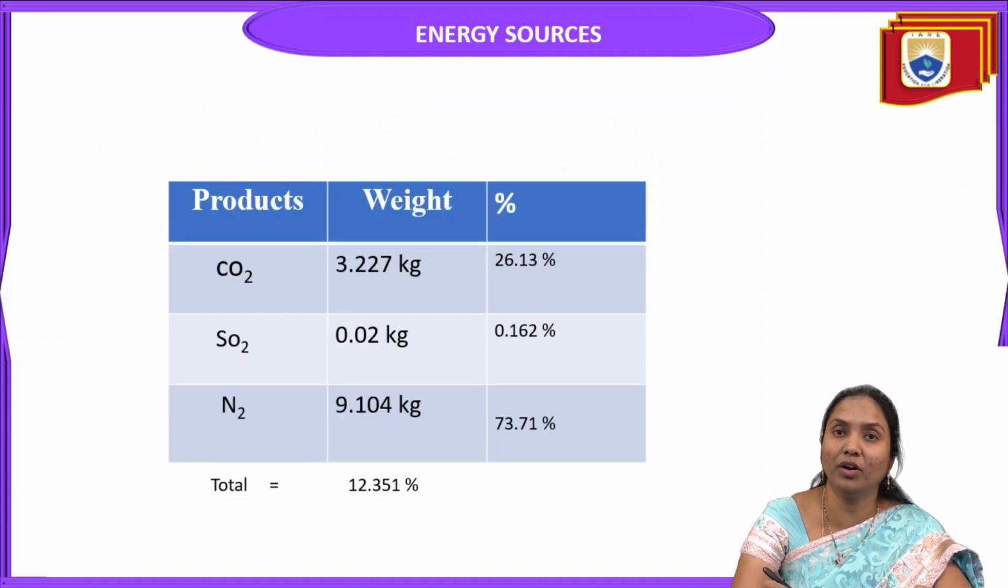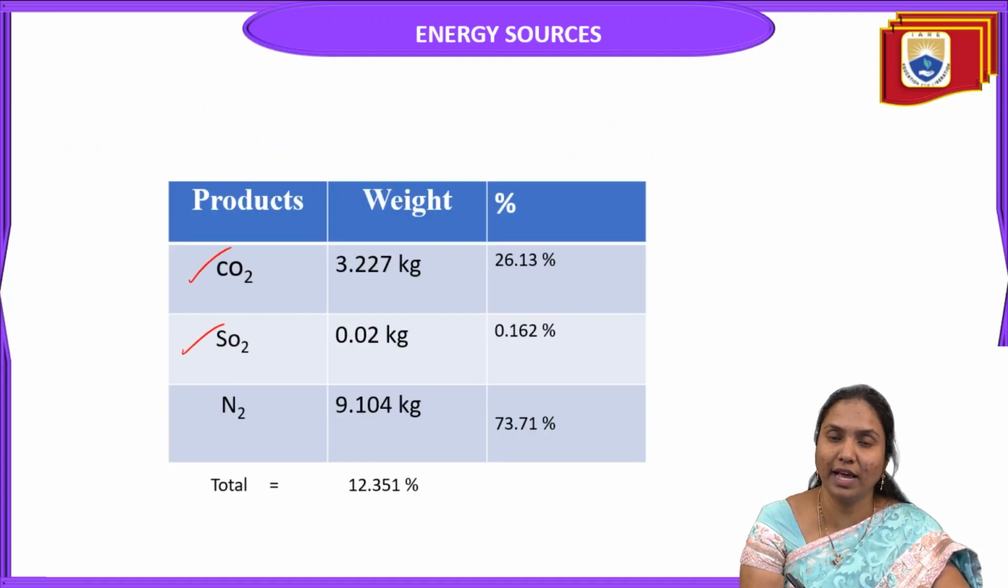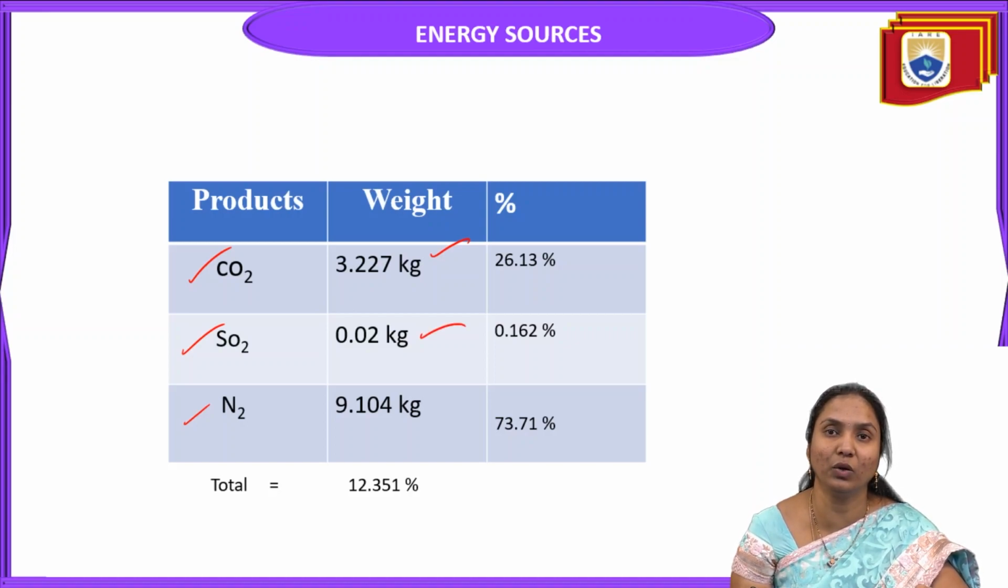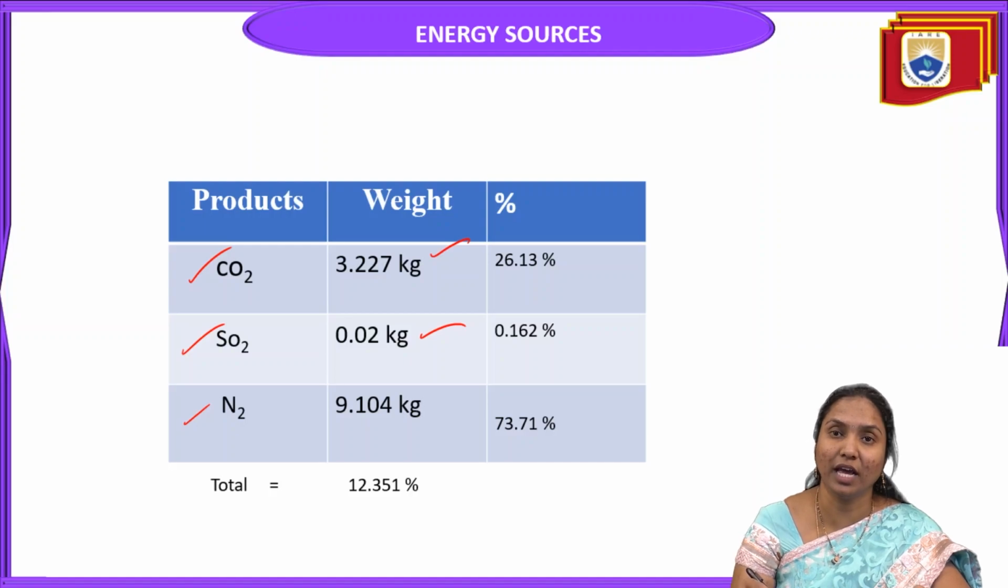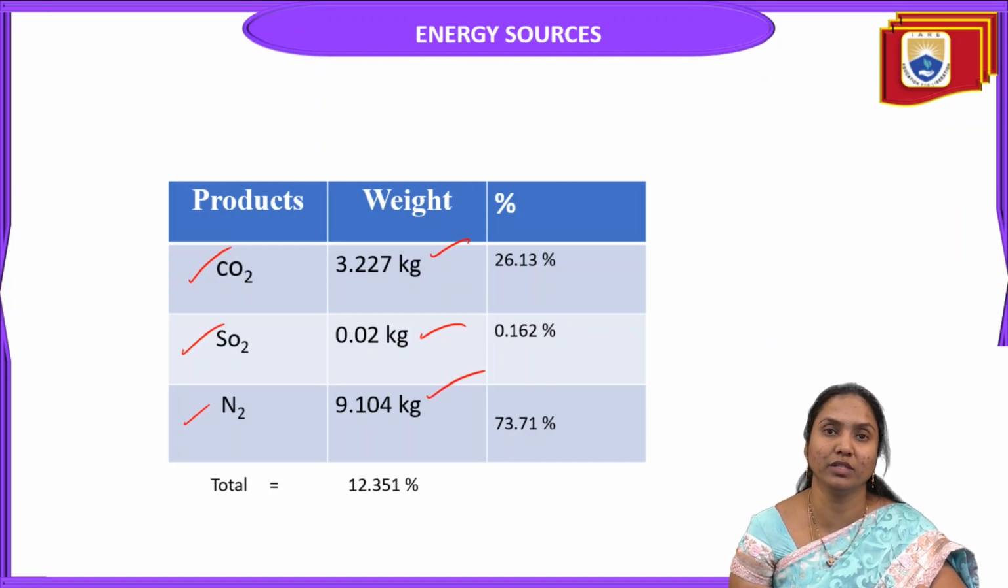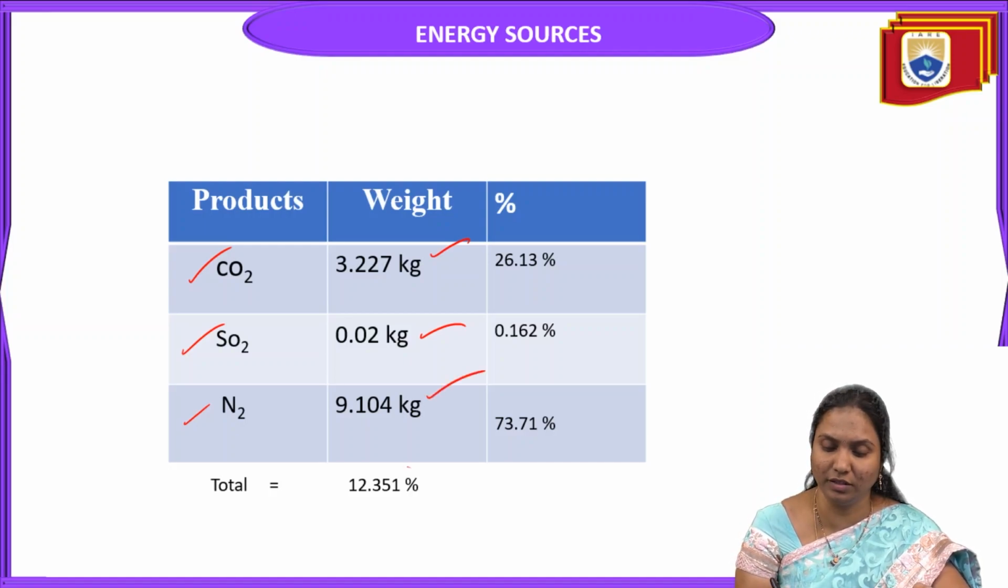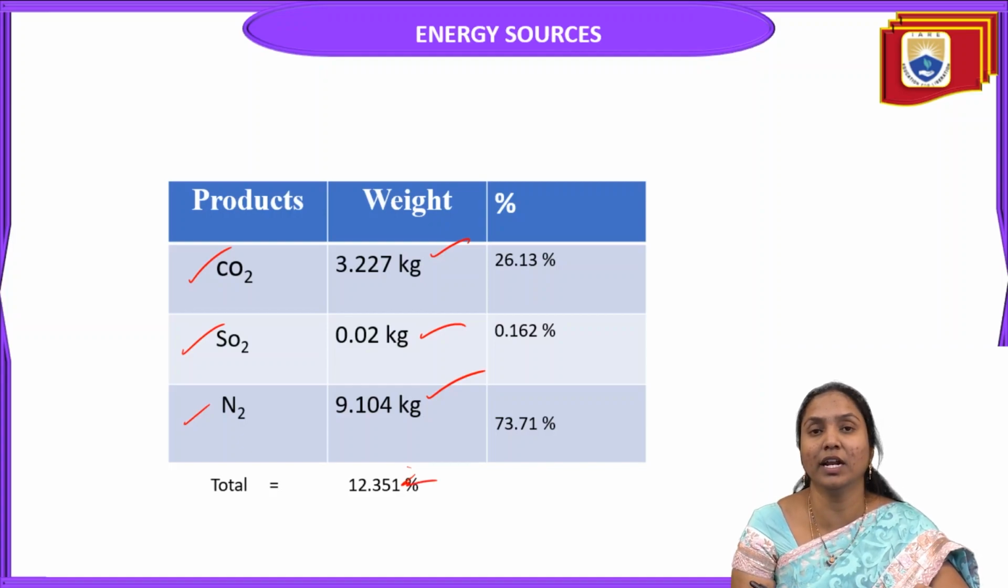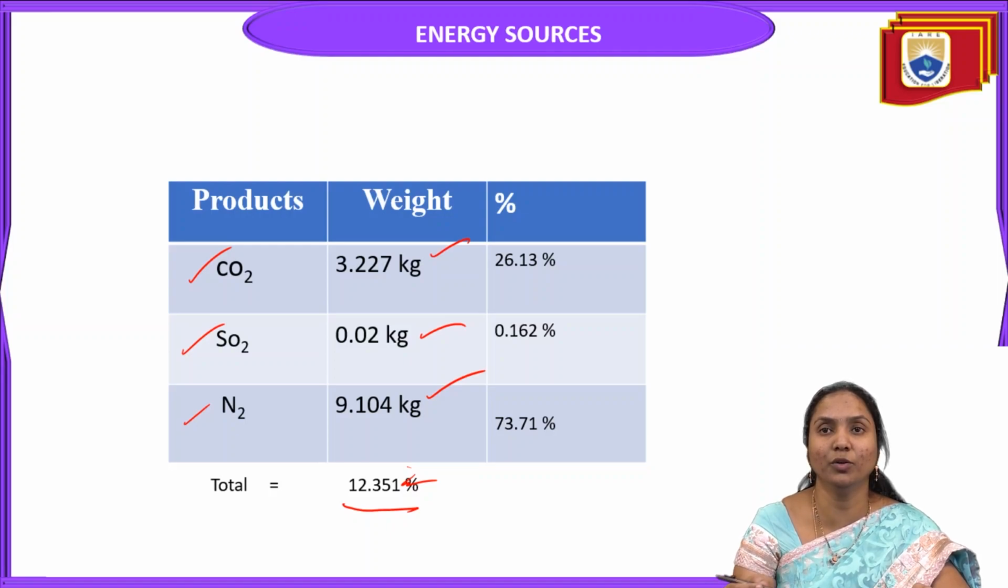So the total products are carbon dioxide, sulfur dioxide and nitrogen, which we just calculated. Carbon dioxide weight is 3.227, sulfur dioxide weight is 0.02 kilograms, and nitrogen weight is 9.104 kilograms. So the total weight of these dry products is 12.351. You can convert it into percentage.